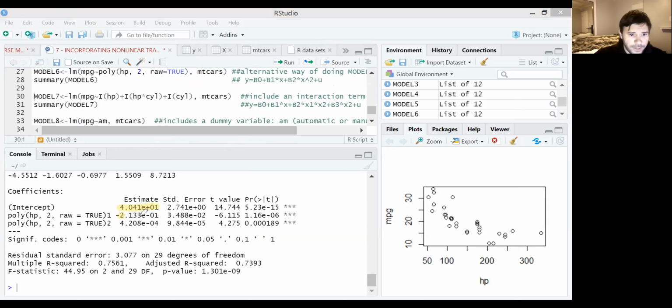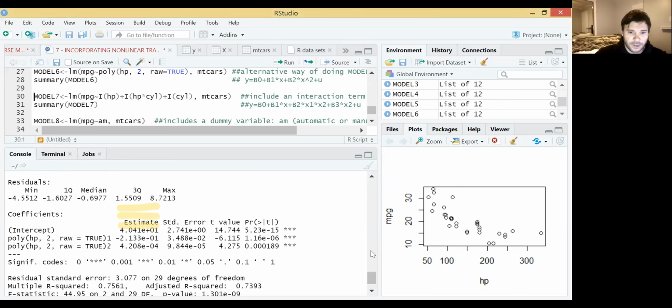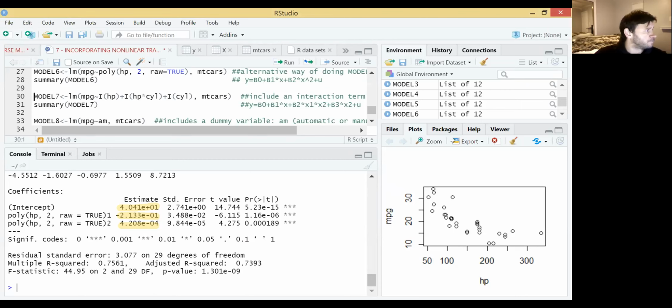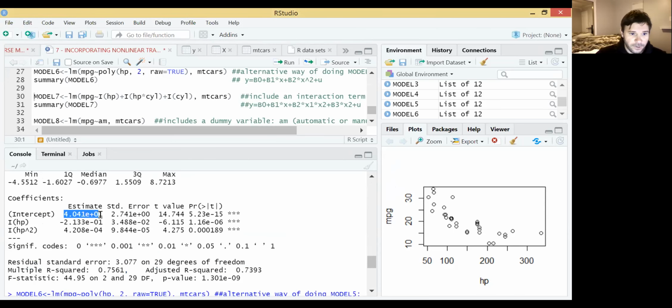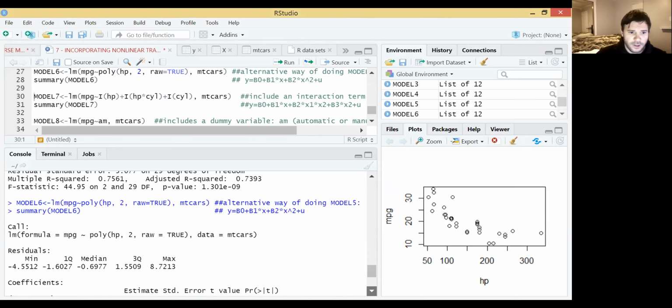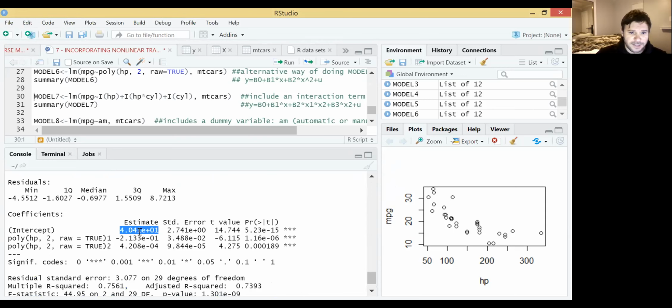Here is our beta 1. Here is our beta 2. They are the same values as what we were getting in the previous model, in model 5 here. If we go back up to model 5, we should be able to see that our parameter estimates are the same. Right here, right here, right here. That was the model 5 parameter values. Model 6, same exact estimated values.